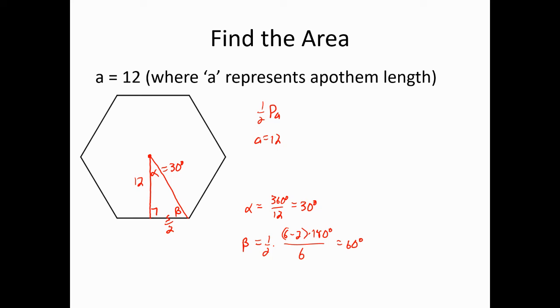Okay, so once we know the angle measure, we can find the side length over 2. In this case, we have a 30, 60, 90.